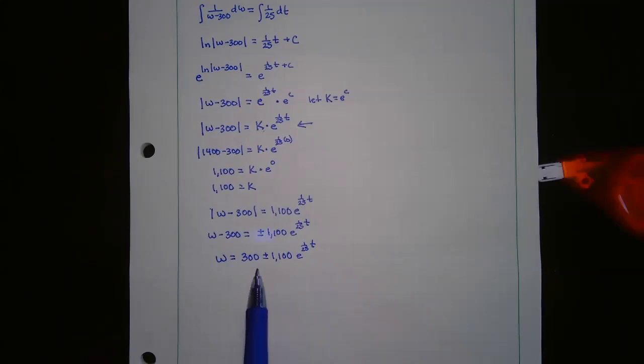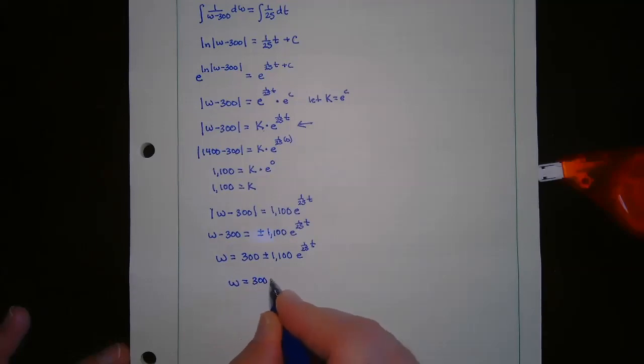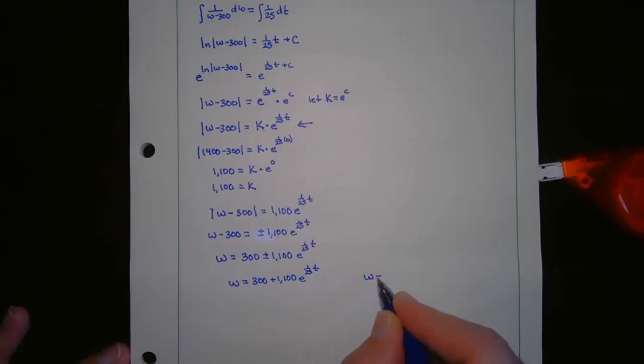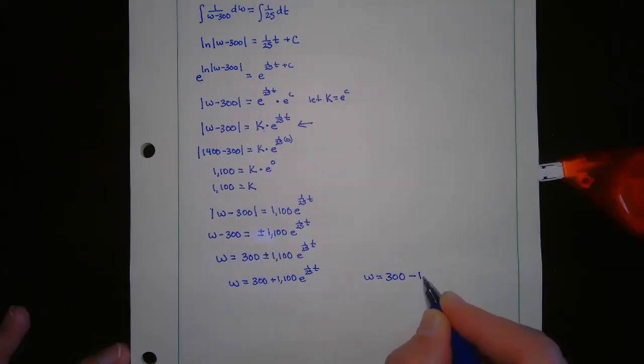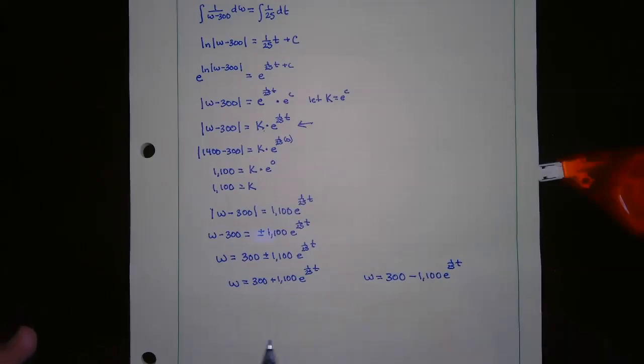Now, this is actually giving us two answers, right? 300 plus 1100 and 300 minus 1100, okay? So which is it? So we have two choices. We have W is equal to 300 plus 1100 e to the 1 over 25 t, or we have W is equal to 300 minus 1100 e to the 1 over 25 times t. Okay, now which one is it?